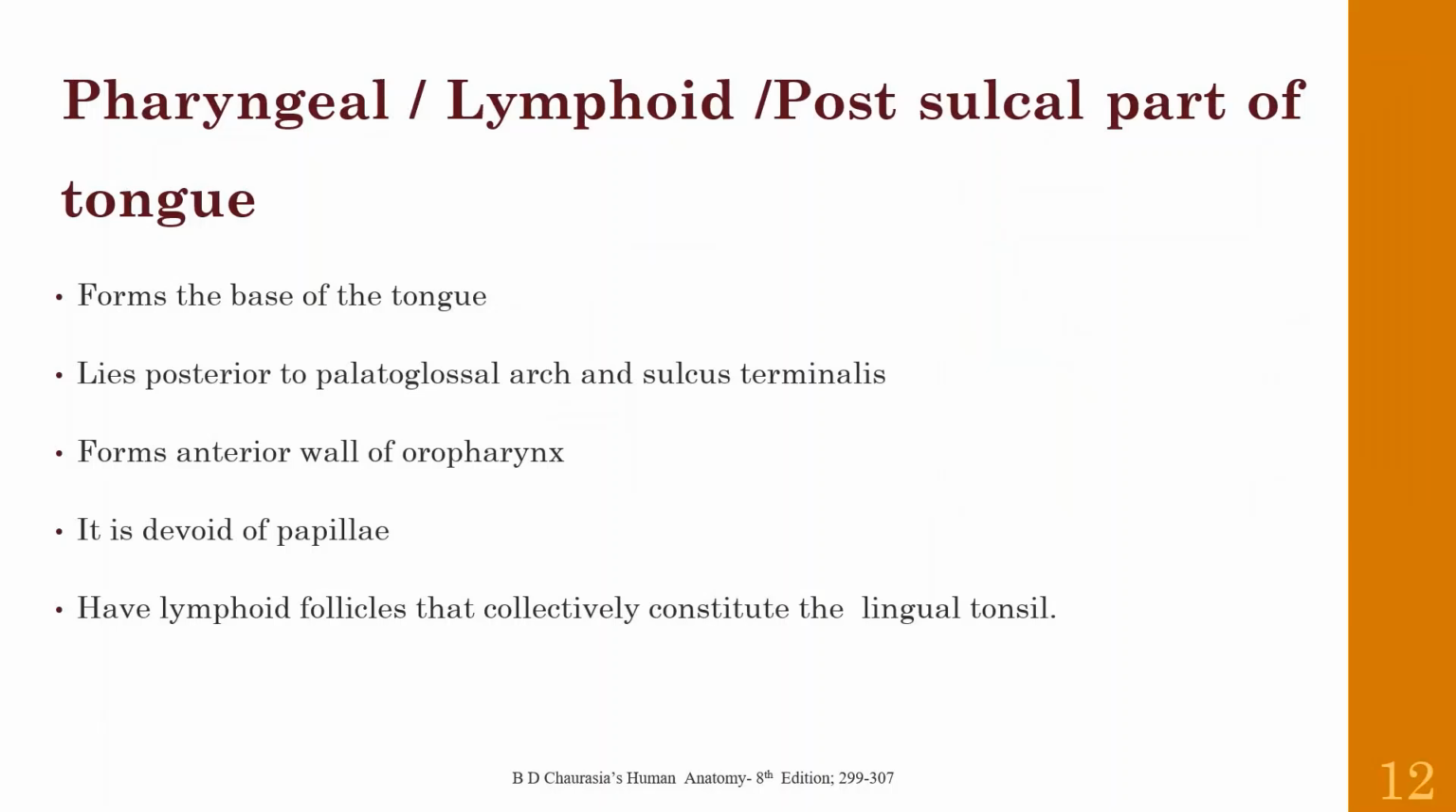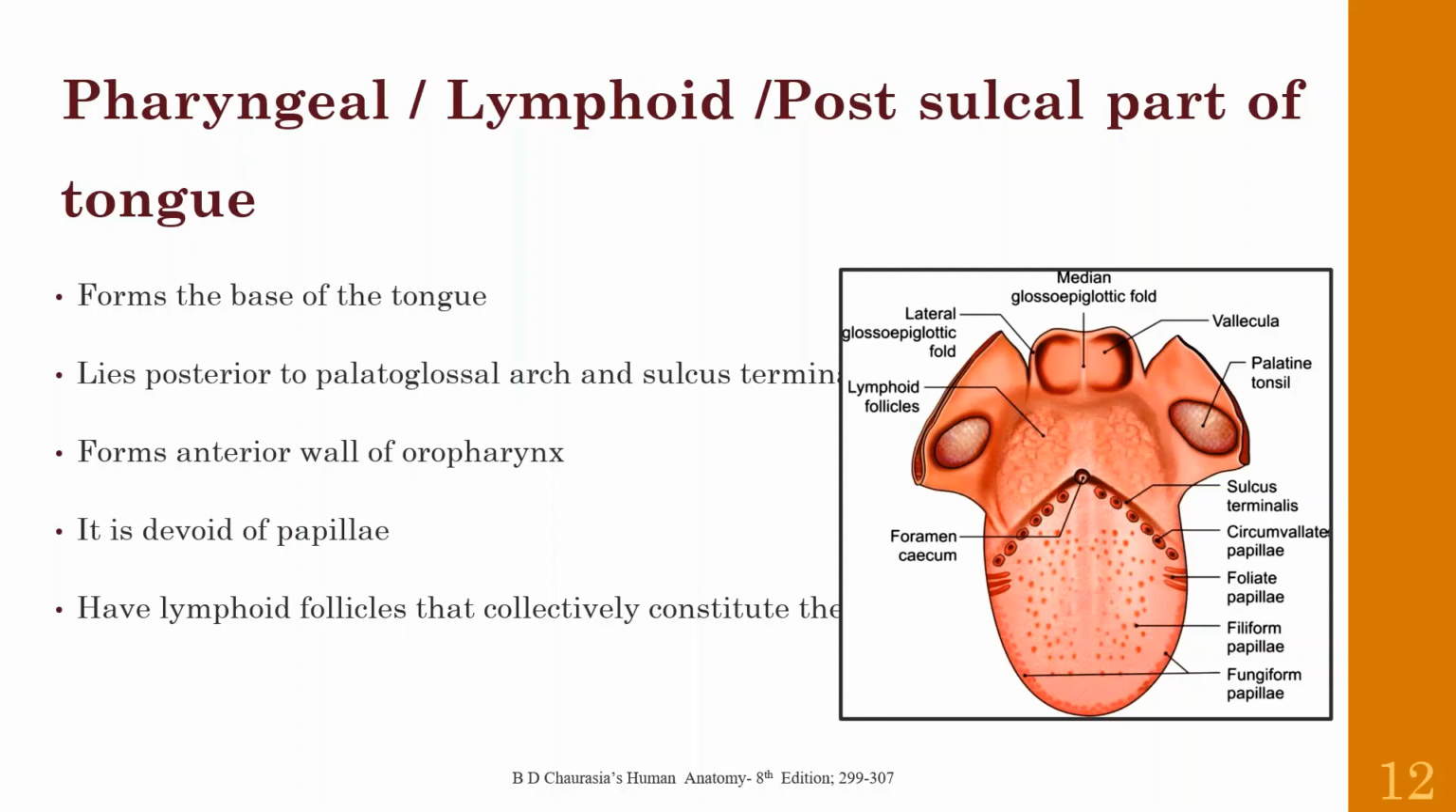Pharyngeal or lymphoid or postsulcal part of the tongue. It forms the base of the tongue and also the anterior wall of the oropharynx. It lies behind the palatoglossal arches and sulcus terminalis. The mucous membrane has no papillae but has many lymphoid follicles, and collectively it forms the lingual tonsil. The mucous glands are also present.